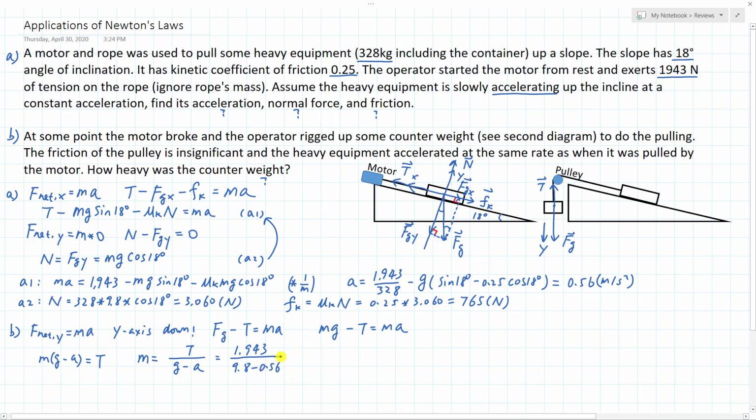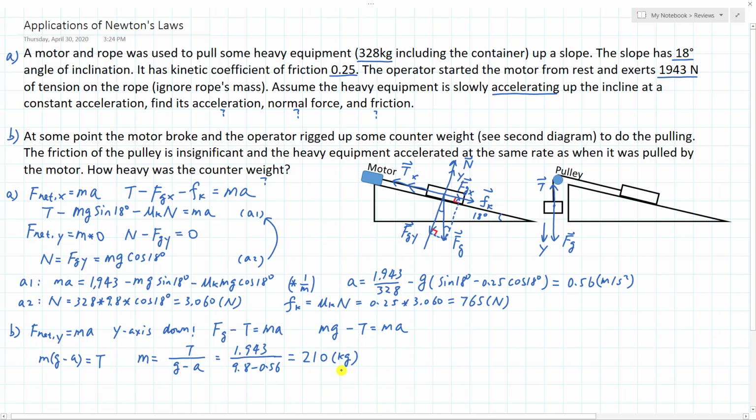But concerning safety, pulling heavy equipment, this is probably not too bad. It's a small acceleration. So now we can calculate. This is almost 1900 divided by 10. You get a little more than 194. So with your calculator, you'll hopefully get the same answer as I did, 210 kilograms.